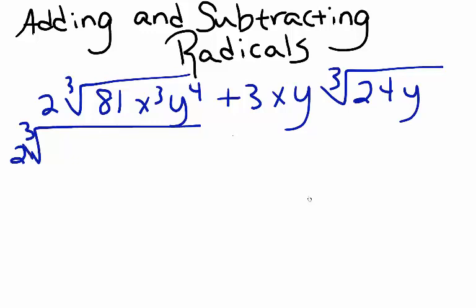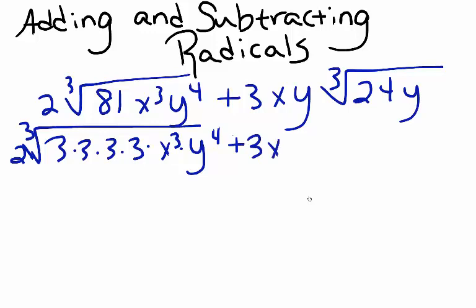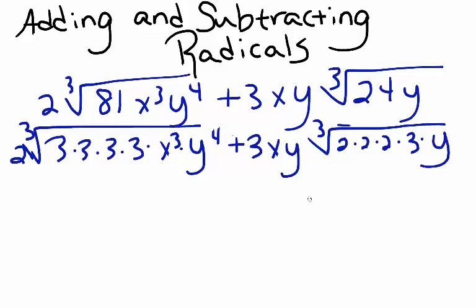You can do a prime factorization on 81, and that will give you 3 times 3 times 3 times 3. Then we have x cubed and y to the 4th plus, then we have our 3xy cube root, and prime factorization on 24 would give us 2 times 2 times 2 times 3, and then times y. So now I'll look to see whether I have any perfect cubes. 3 times 3 times 3 represents a perfect cube. X to the 3rd is a perfect cube. And y to the 4th contains a perfect cube with 1 left over. And my second radical, 2 times 2 times 2, is also a perfect cube.